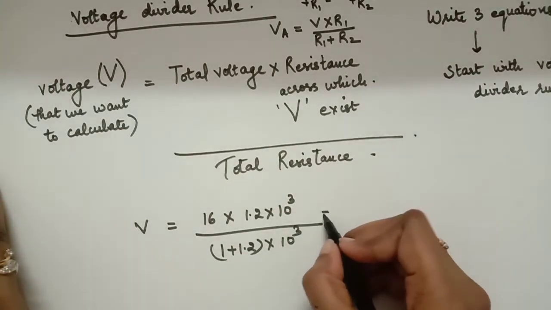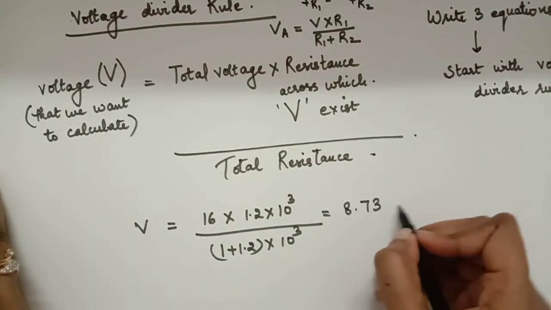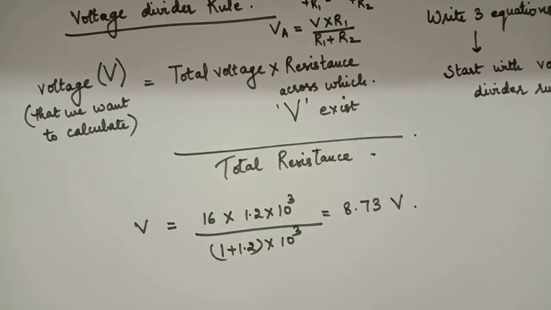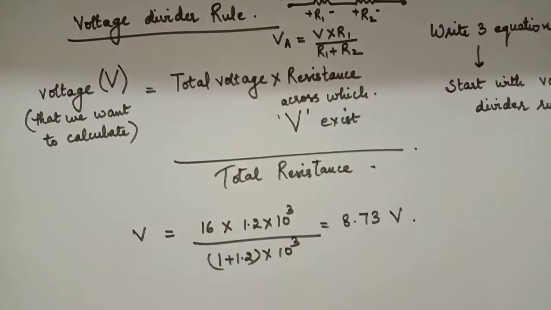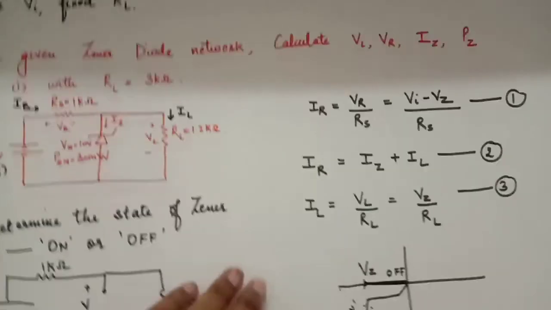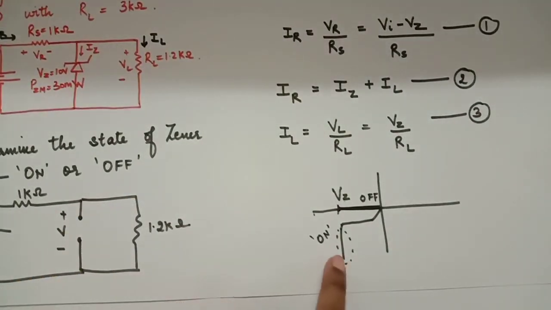And by solving it, we get 8.73 volt. You can solve it in your calculators. You will get 8.73 volt. Now what does it mean? Again, come back to the characteristics. If you have any doubts, just draw this characteristic always like this.